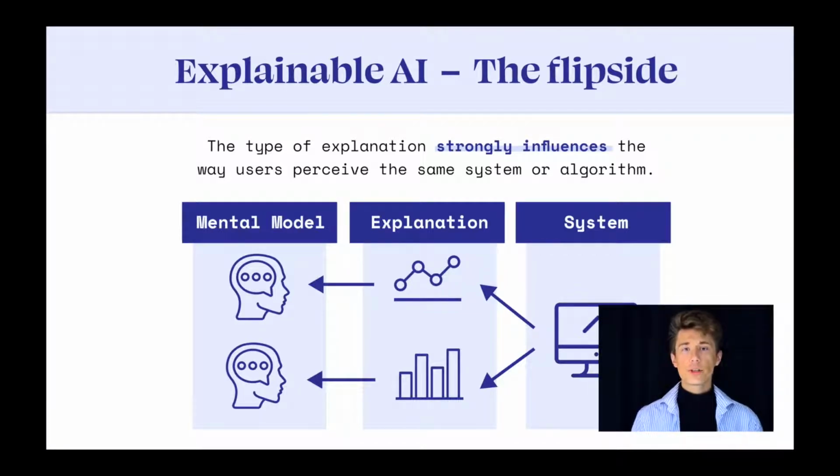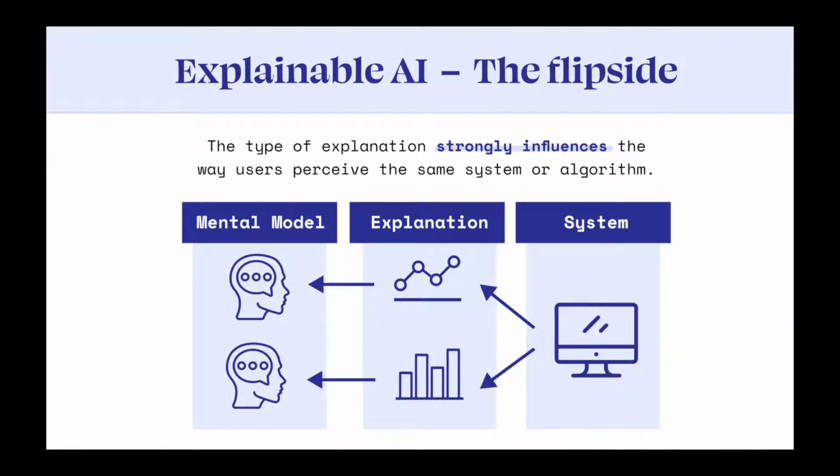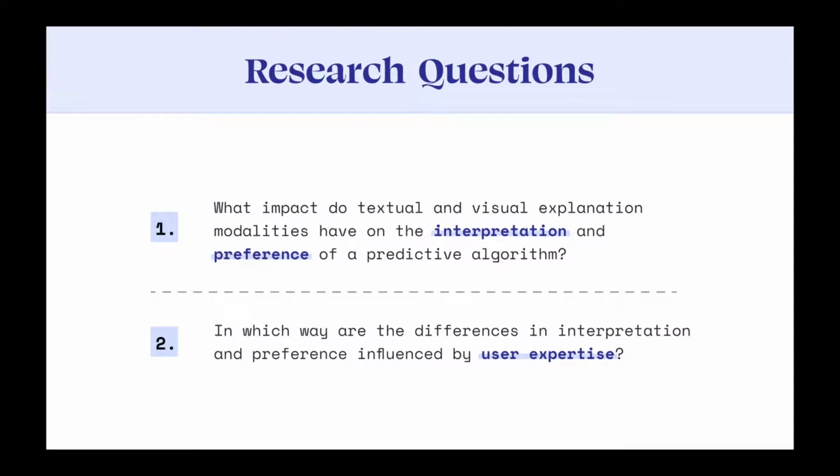And besides that, research also points out that user type also plays a big factor in the way users perceive the same algorithms. So because this is a scarcely researched topic, we decided to explore the effects that different types of explanations have on perceiving the same underlying algorithm, and more specifically, how this is influenced by user expertise. So to do this, we looked at differences in user interpretation and their personal preference. We also measured other parameters, but for that, I would refer you to our paper.